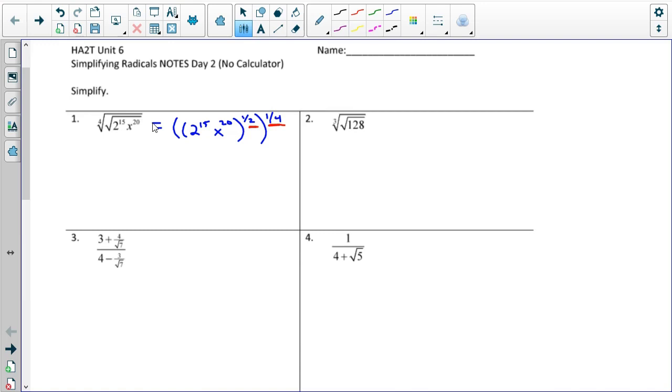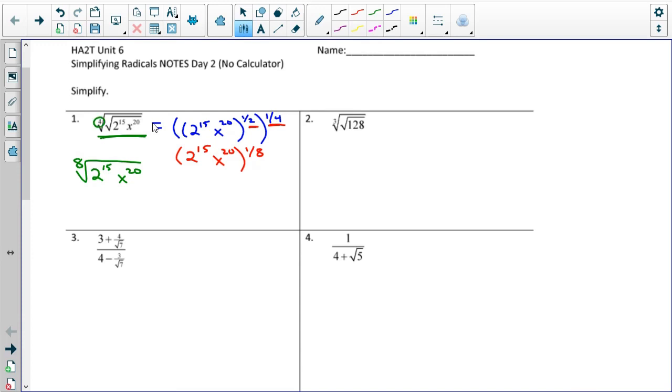Remember that if I have the 1/2 power and the 1/4 power, I can multiply those exponents together, just as we learned at the beginning of last night's video. So that's like 2 to the 15th times x to the 20th to the 1/8 power. Now I know we're not expected to do a bunch with that right now, but what that does mean is that I can rewrite this problem as the 8th root of 2 to the 15th times x to the 20th. And that will help me solve this radical problem a whole lot easier.